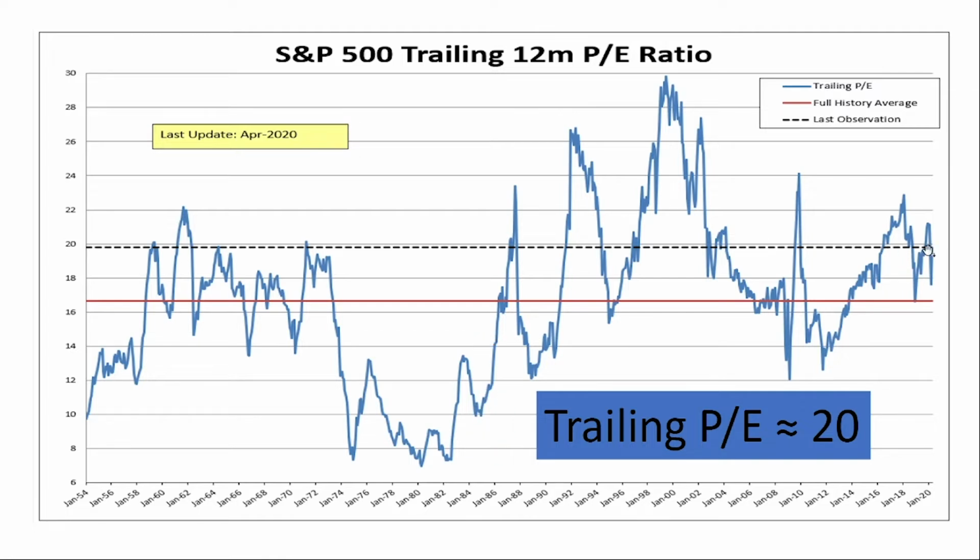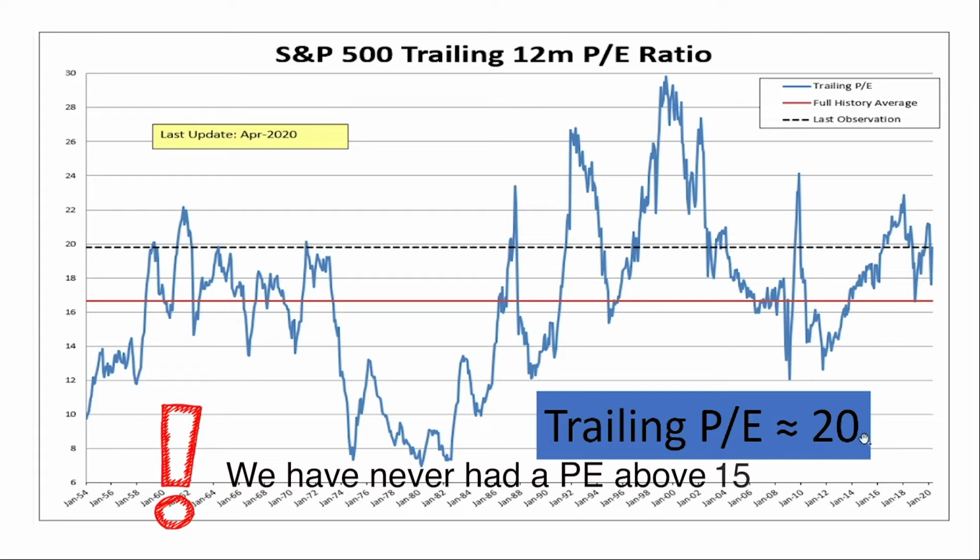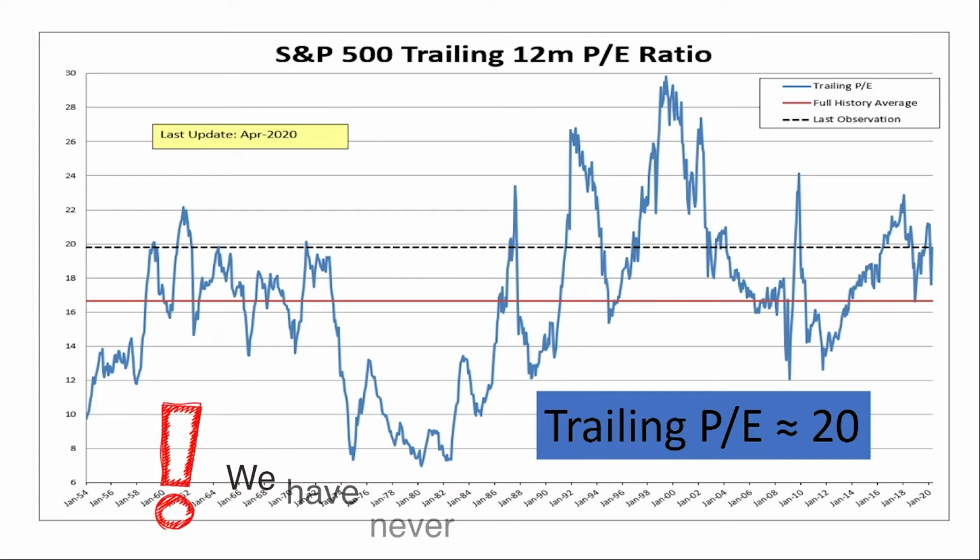Now let's rub some salt in that wound. We're in the middle of a recession, folks. If we go back and look at previous recessions, we've never had a PE above 15. And we're at 20? Oh my gosh, are we expensive. If we consider the fact that we are in a recession today and we've never seen a PE above 15, you say, oh, things are real expensive right now. That's on a trailing PE basis.